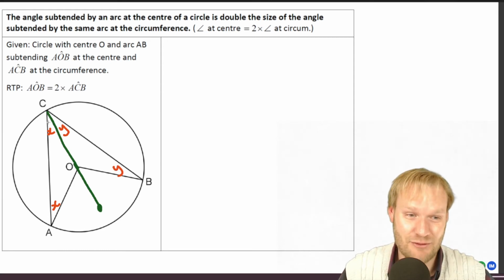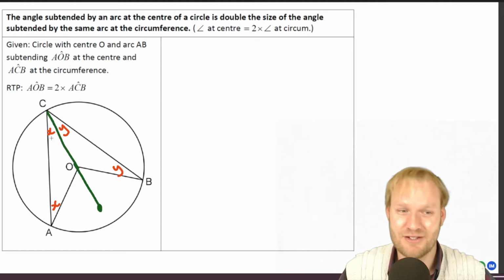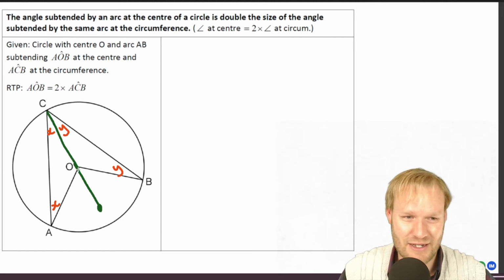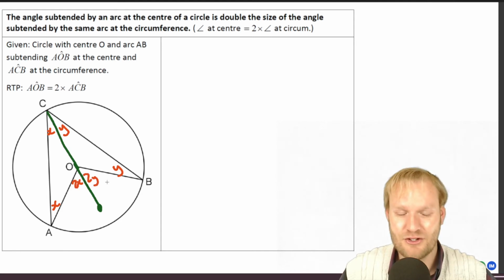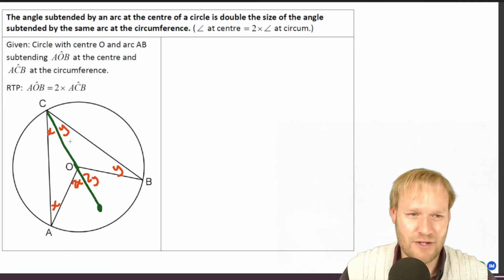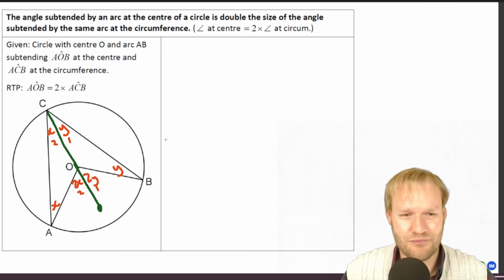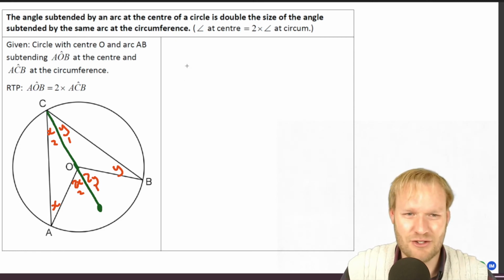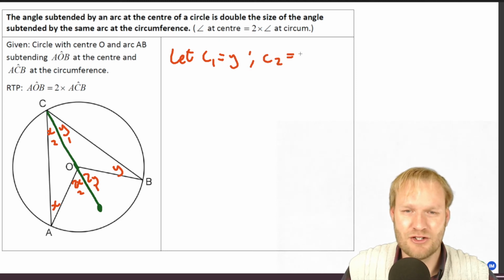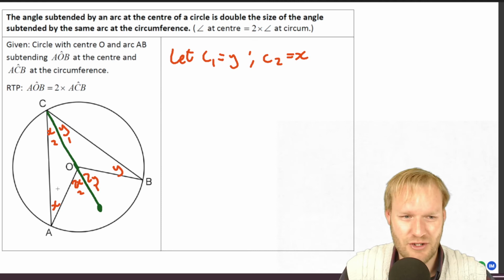Exterior angle of the triangle, as I said we created. An exterior angle is the two opposite interior angles added together. So this is 2x, because it's x plus x. And on this side, this is 2y, because it's that plus that. And we're done. The only thing left is to write those things down. If we call these angles C1 and C2, and this one O1 and O2, it's easier to reference. So we can say, let C1 equal y and C2 equal x. That's what we started with.